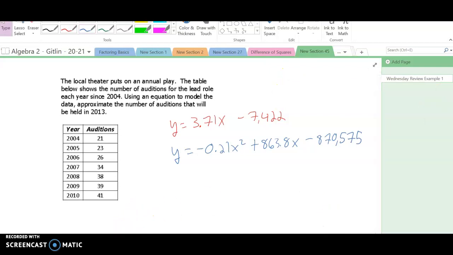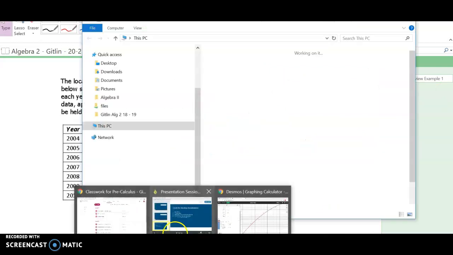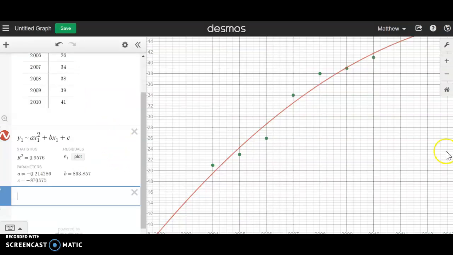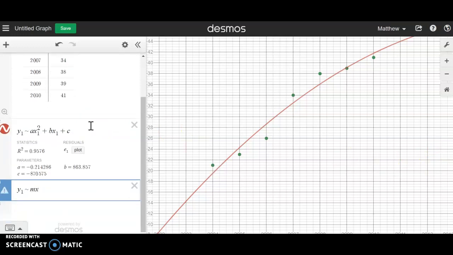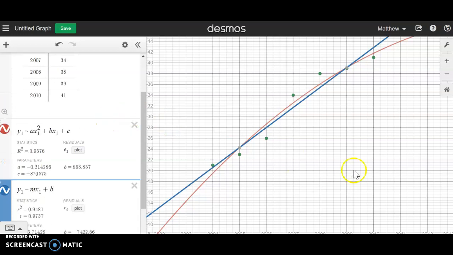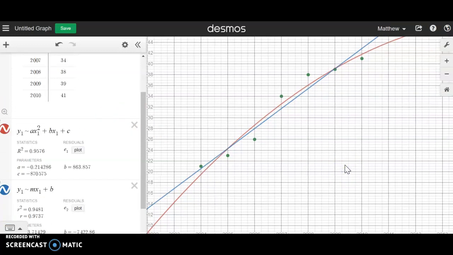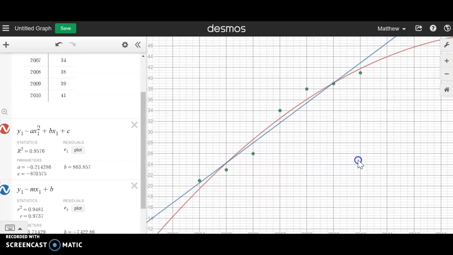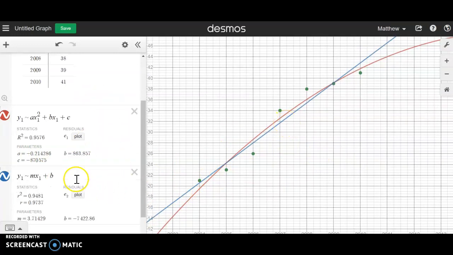If you need to decide which kind of regression is a better fit on Desmos, you can actually have them both on at the same time. So I'm going to type this one back in. And it makes them different colors. So you can see in this case, they're actually both pretty similar. So when they're both pretty similar, I think it's better to keep it simple and go with the linear.